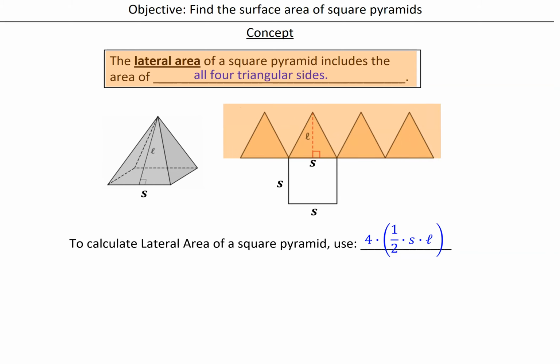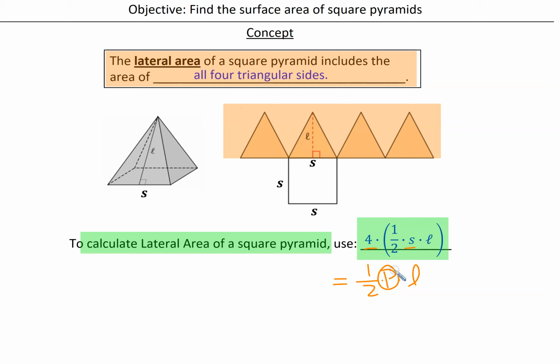And so if we only want to calculate lateral area of a square pyramid, then we would just use that first part of our formula, which is 4 times the area of one triangle, or you could look at it alternately as 1/2 times the perimeter times the slant height also. So you could do either one of those, whichever you preferred, where 4S is your perimeter calculation.